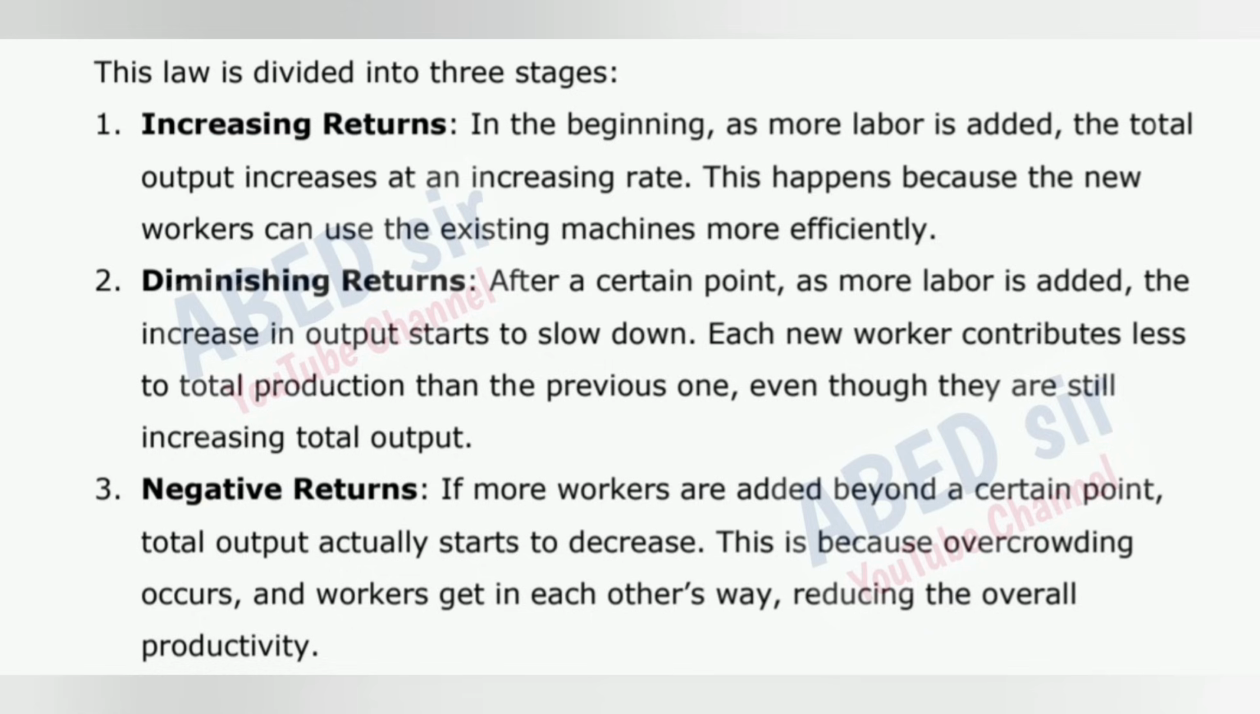Each new worker contributes less to total production than the previous one, even though they are still increasing total output. 3. Negative returns. If more workers are added beyond a certain point, total output actually starts to decrease. This is because overcrowding occurs, and workers get in each other's way, reducing the overall productivity.